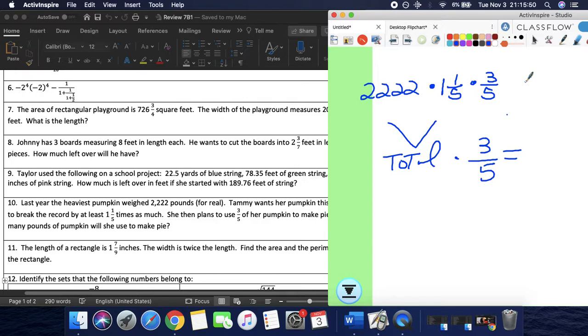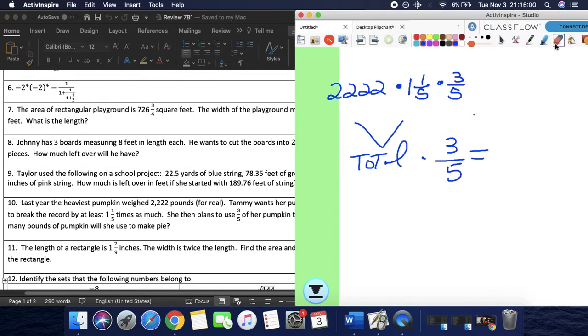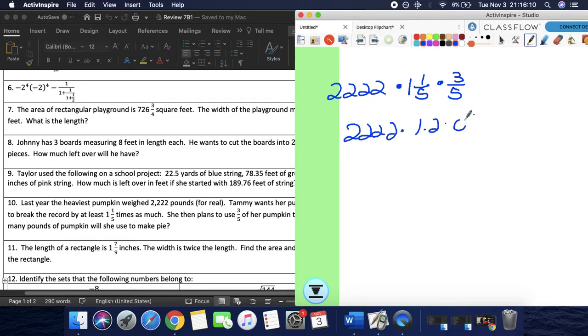Okay, all right, so now it just becomes a matter of how you want to do this. Do you think it's easier to do it like this, times 0.6? It's really up to you. I'm going to do 6 over 5. I don't see any advantage either way to do this, so I'm just going to keep it as a fraction.